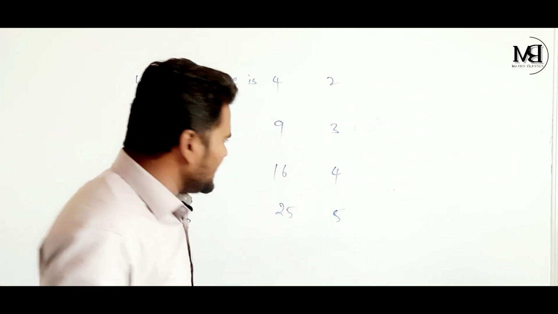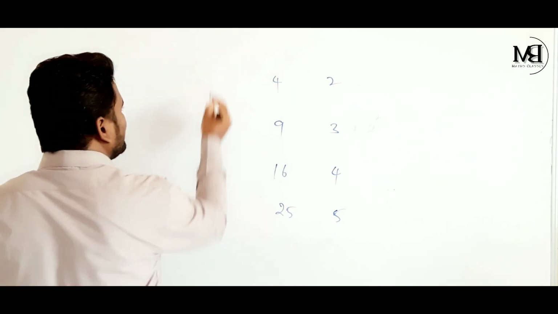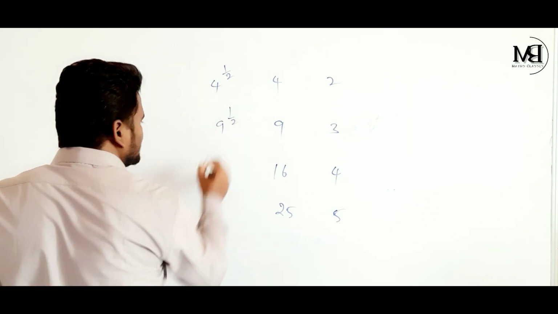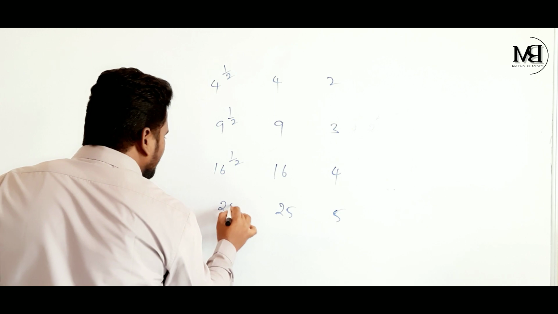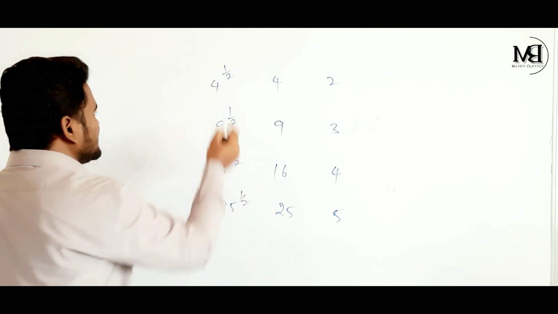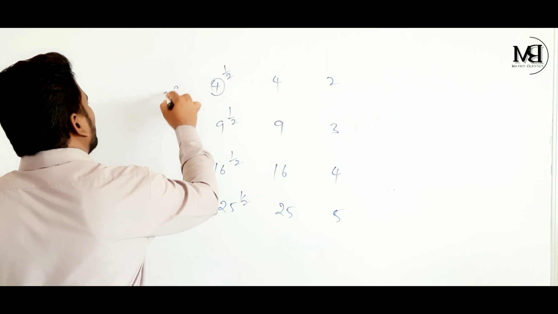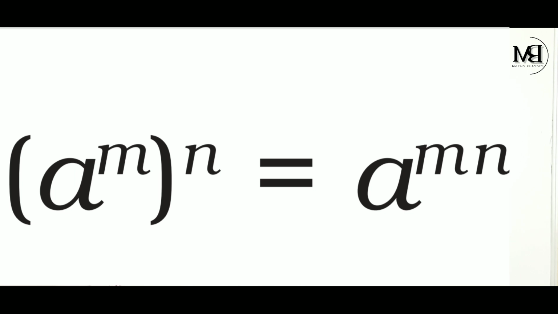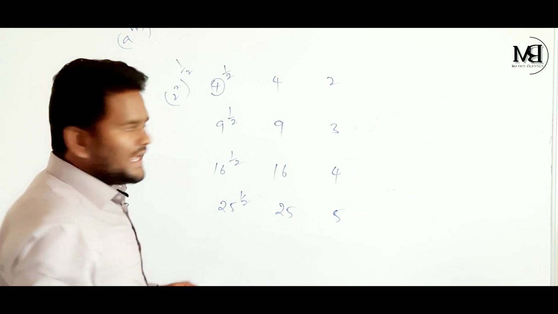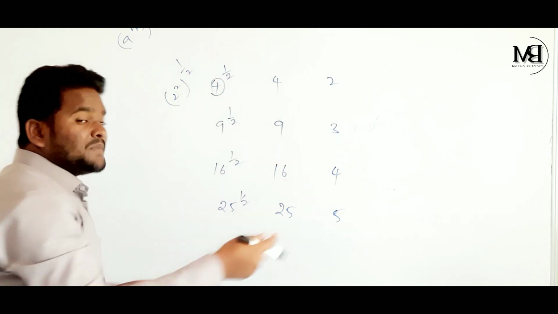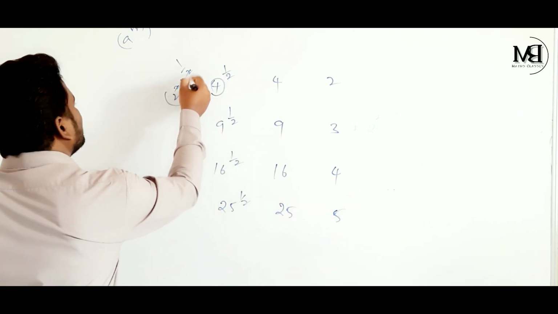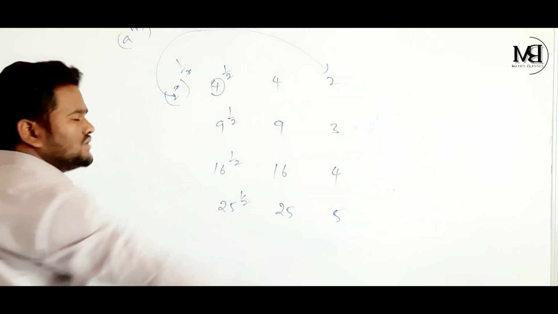There is a process. See my dear children, you just apply power 1 by 2 here, and here power 1 by 2, power 1 by 2, power 1 by 2. Okay? Here 4 can be written as 2 power of 2, whole power of 1 by 2. As per the law of exponents, a power of m whole power of n is equal to a power of m into n. If there is a power of power, the powers will be multiplied. Here 2 will get cancelled and you are going to get 2 as the answer.